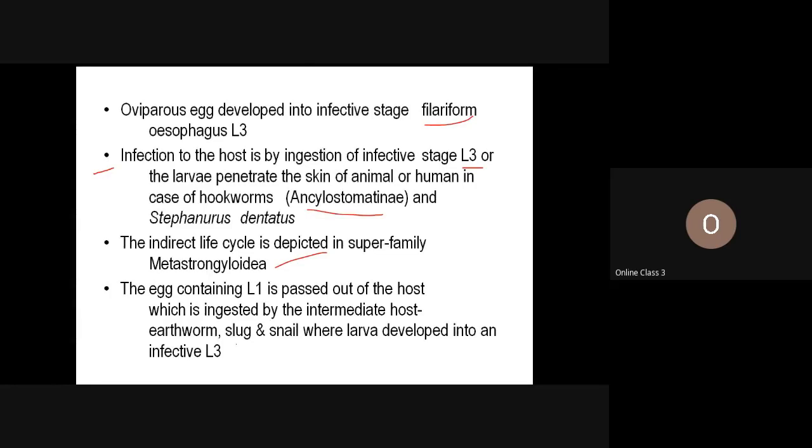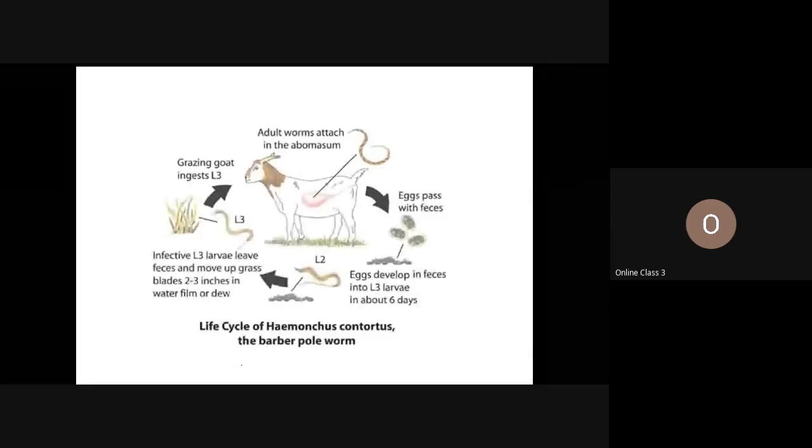But in the case of Metastrongyloidea, even if they require an intermediate host, the infective stage still remains L3. That means L1 will enter the intermediate host, develop into L2, and subsequently into L3, and this L3 will be ingested by the definitive host. The details we'll talk about later when it comes to the systemic part. So this is the life cycle, the pictorial diagram.